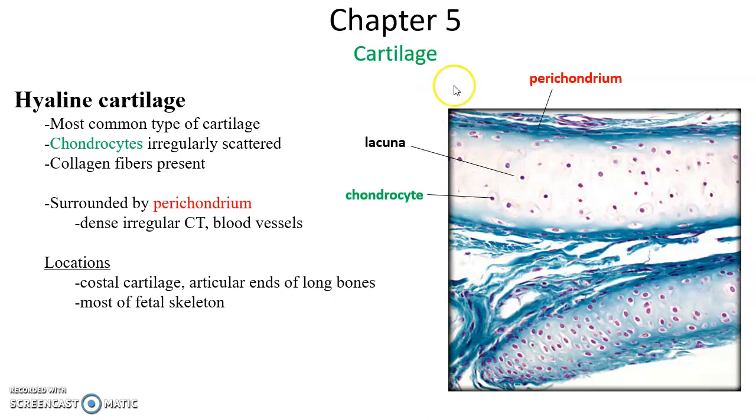Outside of the hyaline cartilage is some dense irregular connective tissue called perichondrium. Perichondrium has blood vessels, so this provides the nutrients needed by the hyaline cartilage cells. Places you can find hyaline cartilage: the costocartilage, that's the cartilage that connects the ribs to the sternum. Also at the articular ends of long bones, so where bones come together, there's usually a layer of hyaline cartilage. And then the fetal skeleton is composed primarily of hyaline cartilage that eventually gets turned into bone tissue.